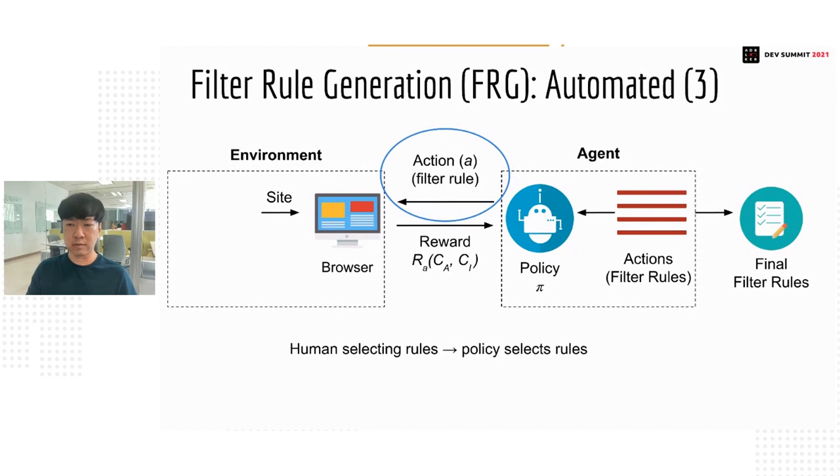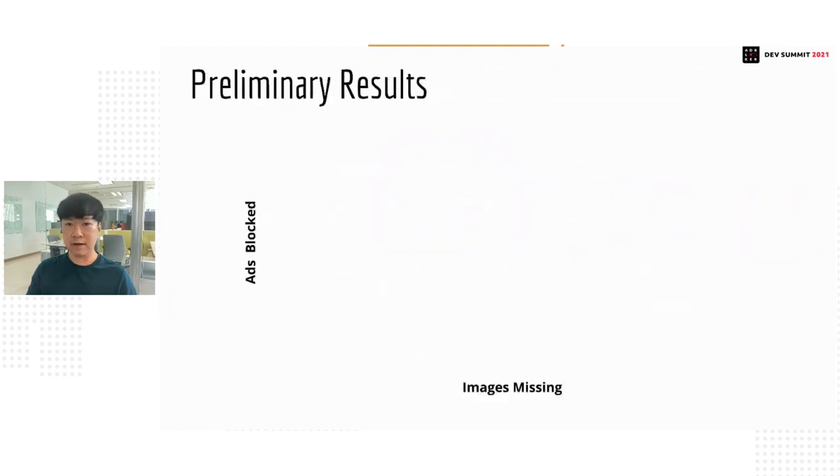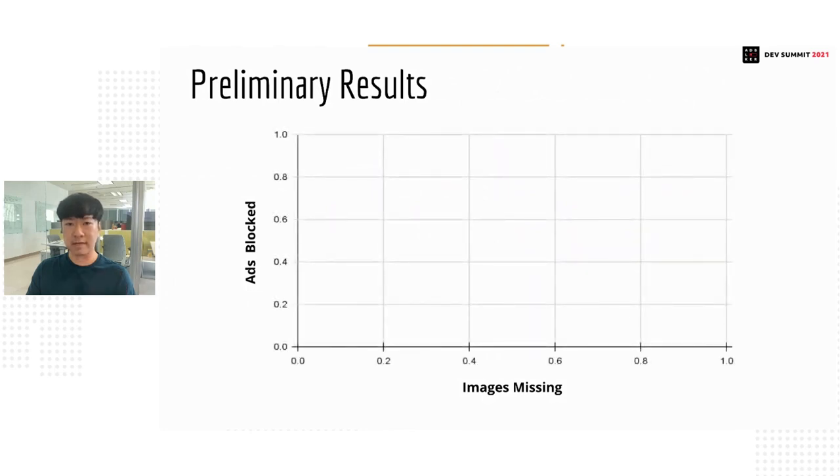So next, we'll show some preliminary results from implementing this workflow and applying it on different sites. And I'll simplify the results by displaying how effective filter rules are on a site based on two factors here. The y-axis denotes how many ads are being blocked, and it's normalized between 0 and 1. So 1 means the filter rule is able to block all ads. Now the x-axis means that there's legitimate content like images that are missing, normalized between 0 and 1 as well.